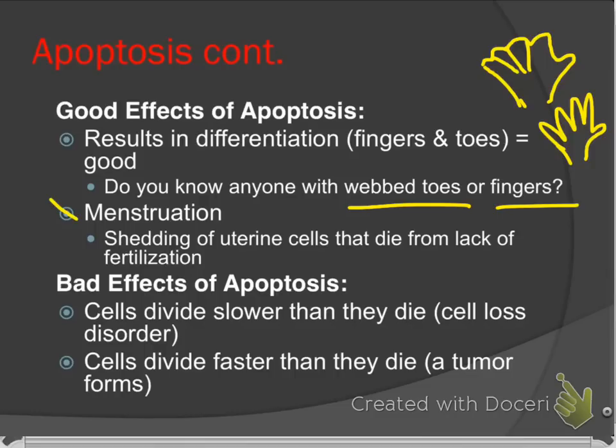This is also during menstruation. So this is when you shed the uterine cells. When it's not fertilized by a sperm cell, they're actually just going to die off. They don't stay there and keep waiting. The cells will kill themselves off.